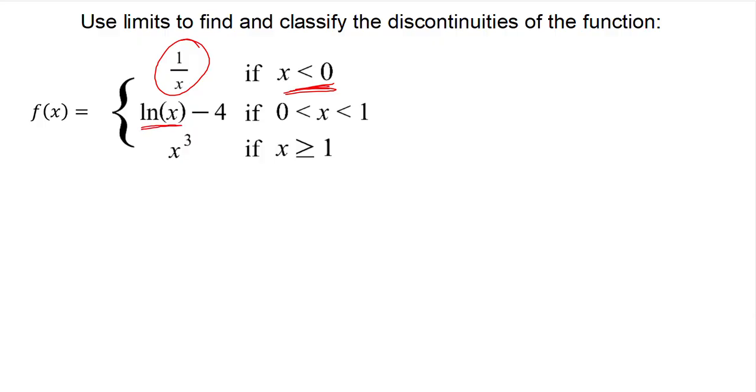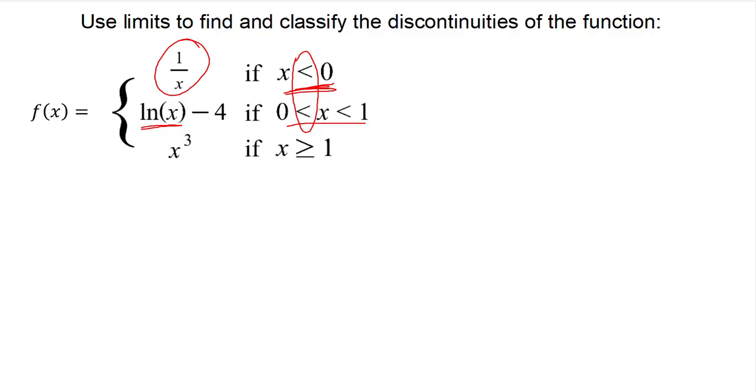And the same with natural log of x. Natural log of x can only be done for positive numbers, and 0 to 1 is all positive numbers. We should be clued in, too, that there's definitely a discontinuity at 0 because the function never equals anything at 0. It's just x is less than 0 and x is greater than 0. So always be on the lookout for that to be guaranteed that there's a discontinuity.